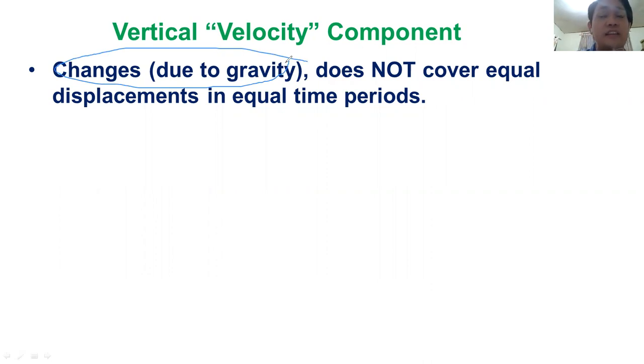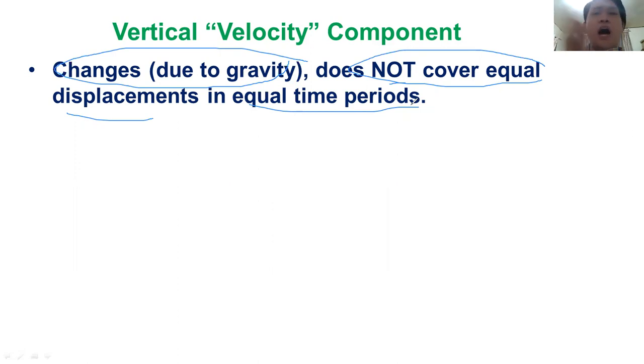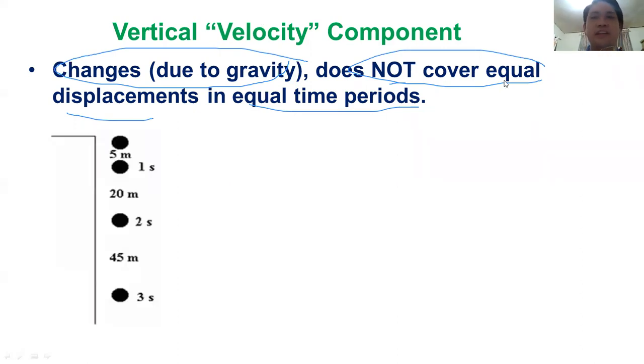Unlike in the horizontal, it does not change. In here, it changes because of gravity, and there are no equal displacements. It does not cover equal displacements in equal time. So that is the difference between a horizontal and vertical velocity component. Again, in a vertical velocity component, changes are due to gravity and it does not cover equal displacements in equal time. I hope you can remember that, as you can see in the illustration.